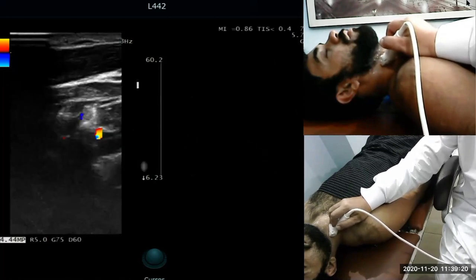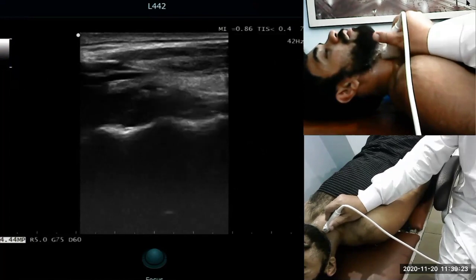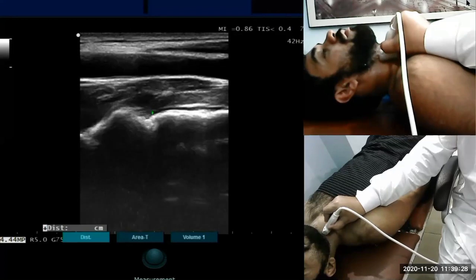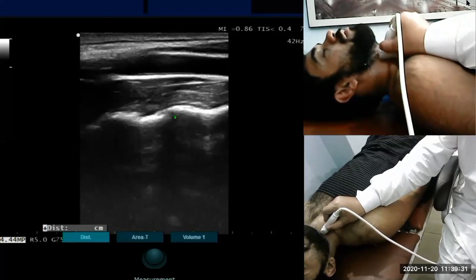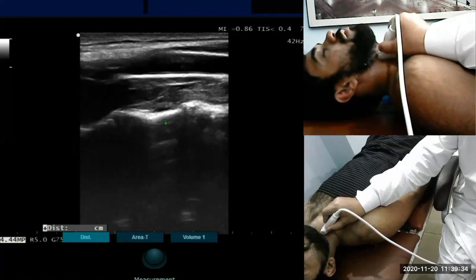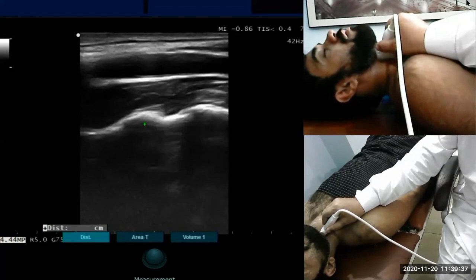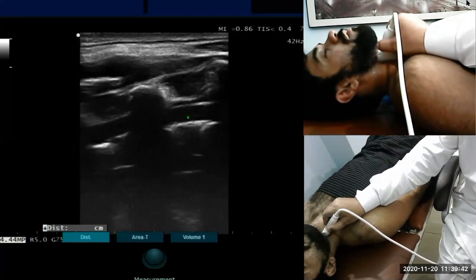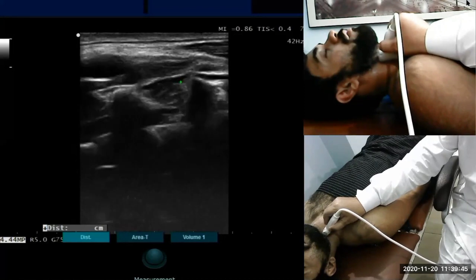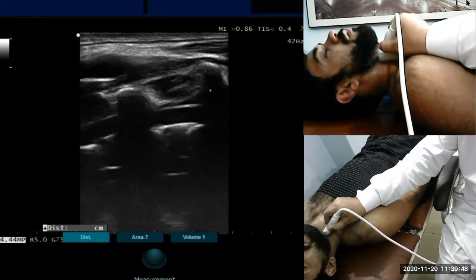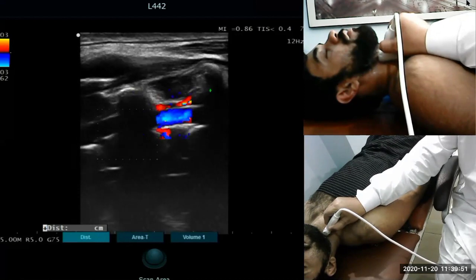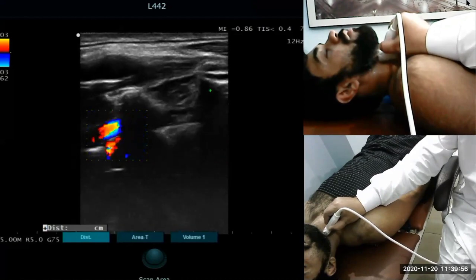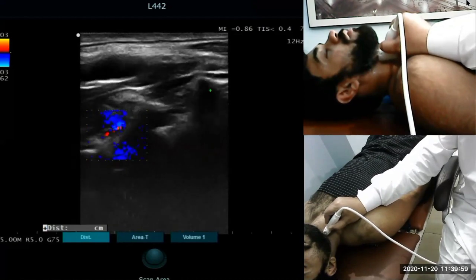Going back, the carotid, the prevertebral muscles, the vertebral bodies, intervertebral disc, the body, concave anteriorly, and now we are going laterally, and there you see the vessel and the transverse processes. There we are. This is it. The vertebral.